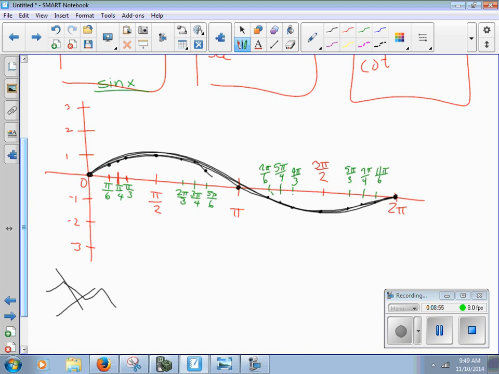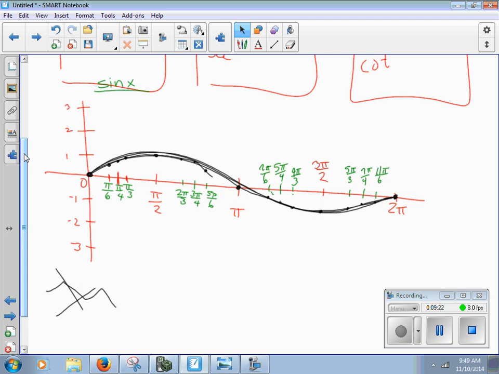So you can just match up your y values with the denominators. Of all the numbers on the x-axis, you get 1, 0, because they're quadrantal angles. Now, that's for the sine function. Guess what you just did? You just graphed the sine function.